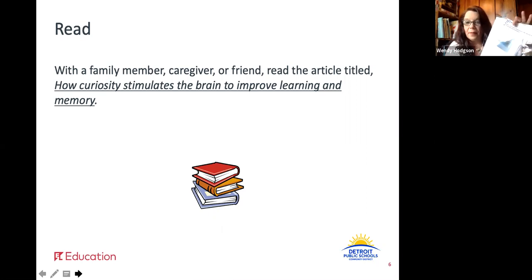So I have my copy in my hands. You should have your copy in your hands, and I'm wearing my glasses so that I can actually read it.